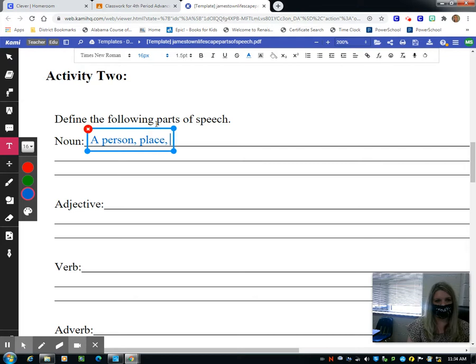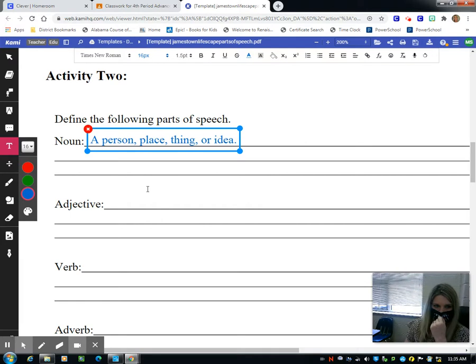place, thing, or idea. And sometimes the idea one is a little more tricky. All an idea is something you can't necessarily see. A good example is freedom. Freedom is something that we can't really see. It's hard to explain exactly how it's a thing, but it is. It's an idea that we understand to be a reality. But it's not a person, place, or a thing. So it's kind of a different category.